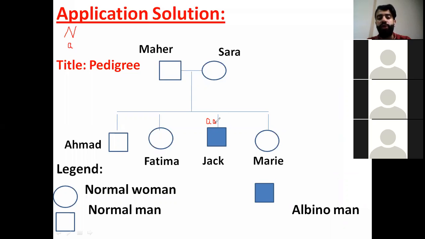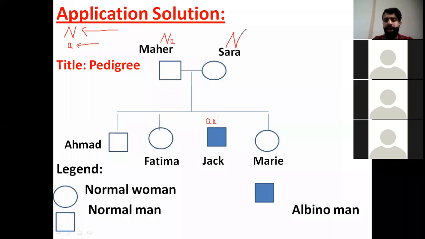Okay? Moving forward, Maher and Sarah. Maher and Sarah, both of them are normal, but they gave birth to an albino Jack. What do you think, Cynthia? What is the genotype of Maher and that of Sarah? Did we designate the symbol of the normal, it's N capital, and the abnormal, it's A small, albino. Okay, so Na. Maher, Na. Both of them are Na.